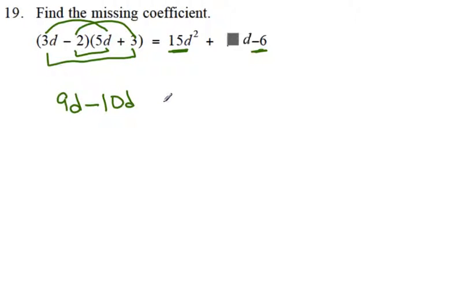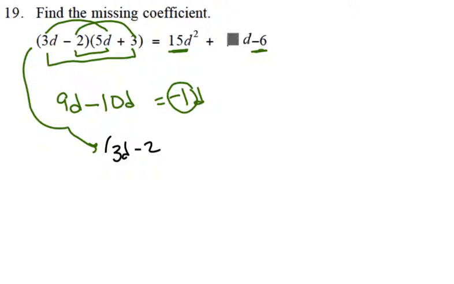9d minus 10d is negative 1d. So the answer would be negative 1. Another way to do this one would be to completely and totally FOIL this one out, not just do it in bits and pieces up here. So let me write this down so we have another expression to work with instead of trying to double up.